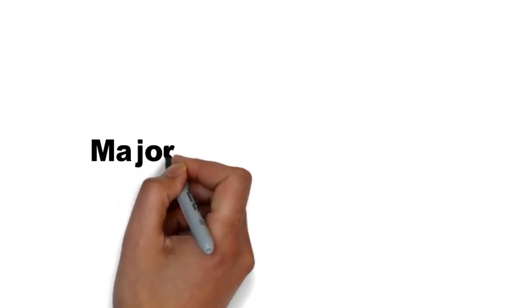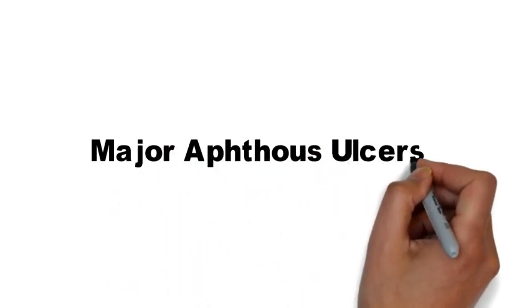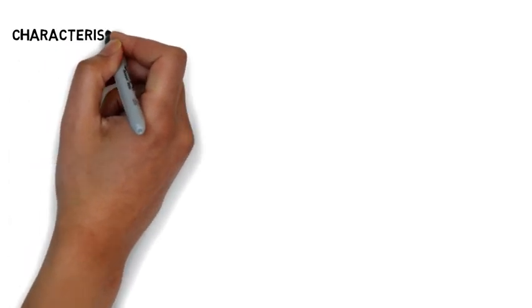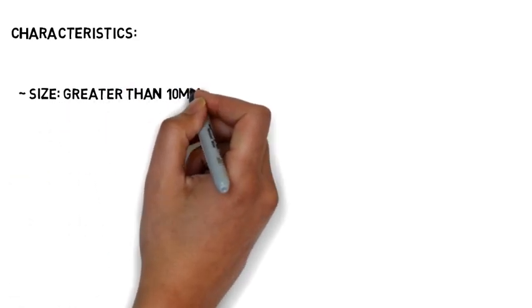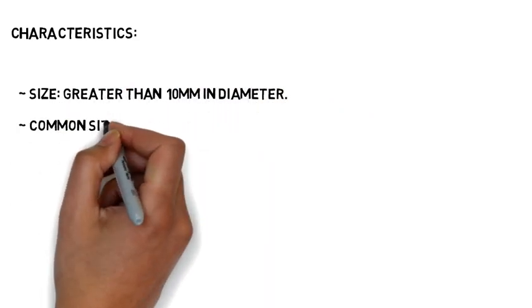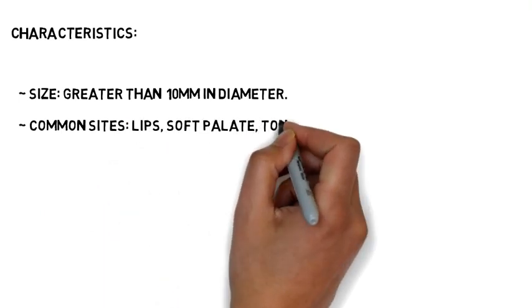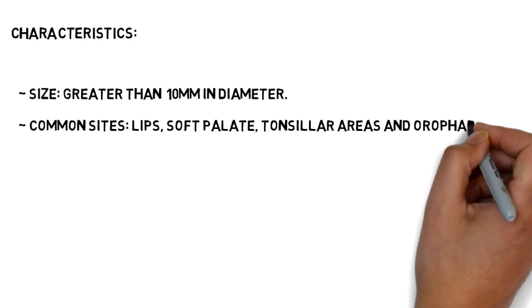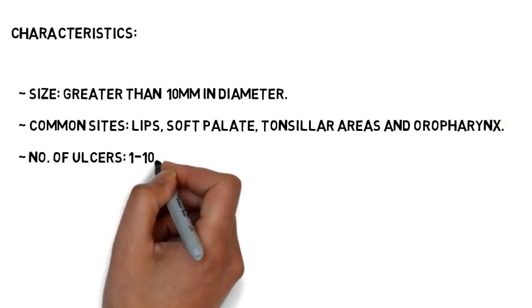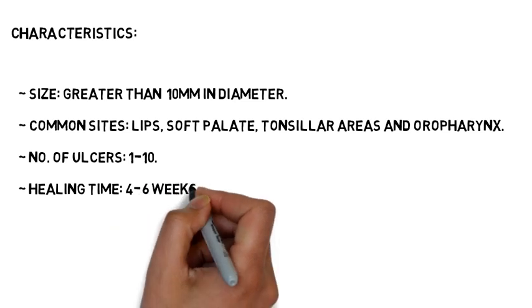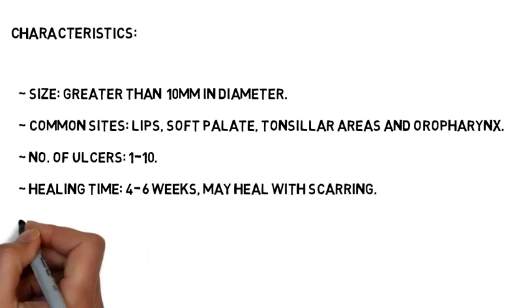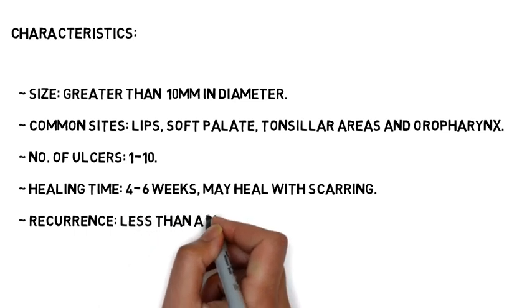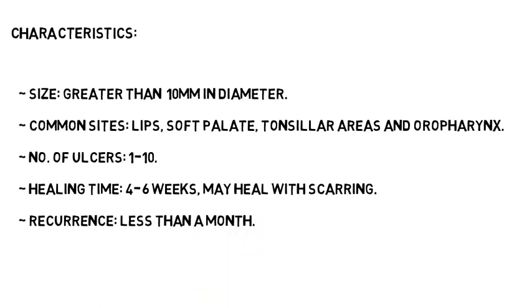Today we will talk about major aphthous ulcers, so let's get right into the characteristics. The characteristics include the size, which can be more than 10 mm in diameter. The common sites involve the lips, soft palate, tonsillar areas and oropharynx. It can range from 1 to 10 in number, and healing can take 4 to 6 weeks, and it may heal with scarring. They can recur in less than a month.